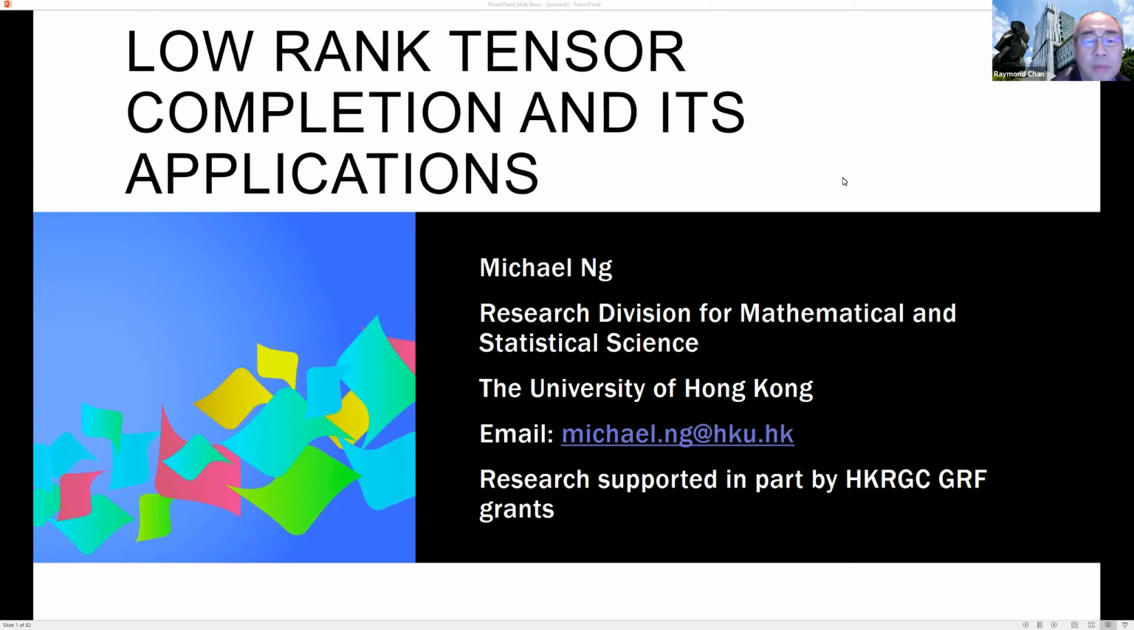Many of us still remember Michael organized two big SIAM conferences in Hong Kong. One was the SIAM Conference on Imaging Science in 2014, and the other the SIAM Conference on Applied Linear Algebra in 2018. Both were very successful. Today, Michael is going to talk about low-rank tensor completion and its applications.